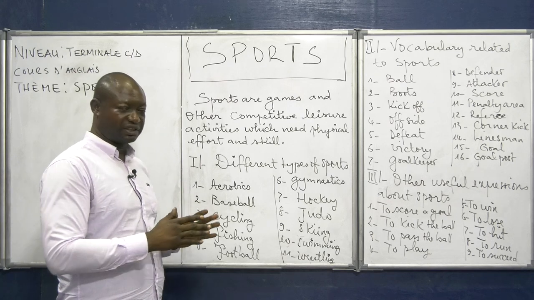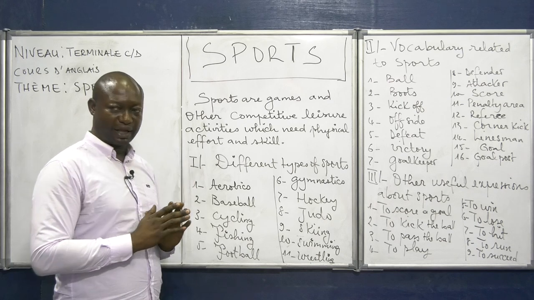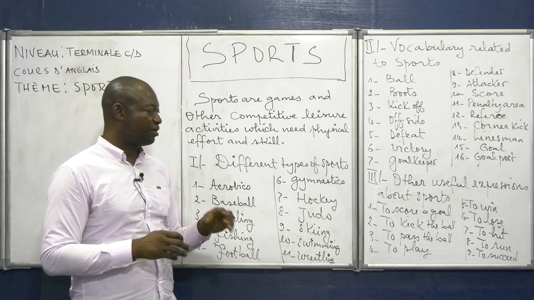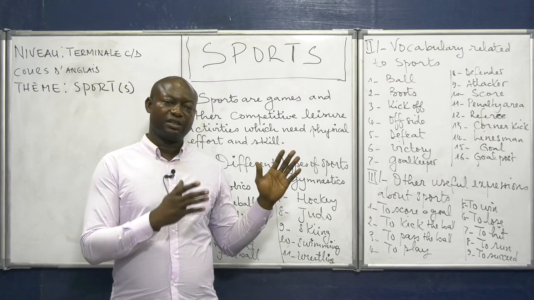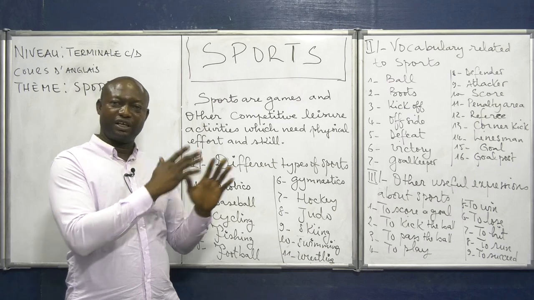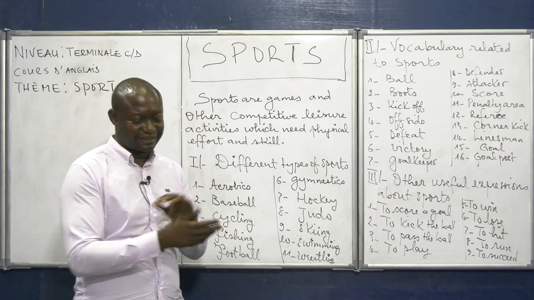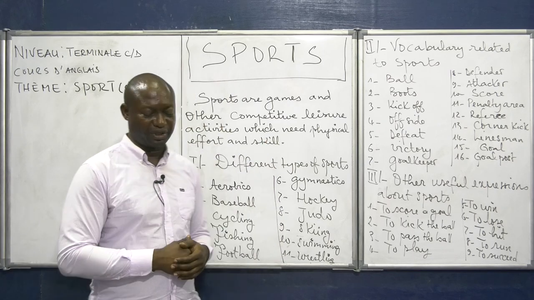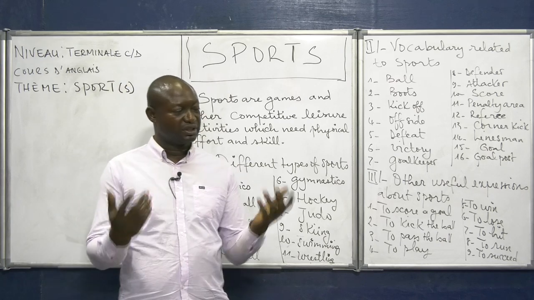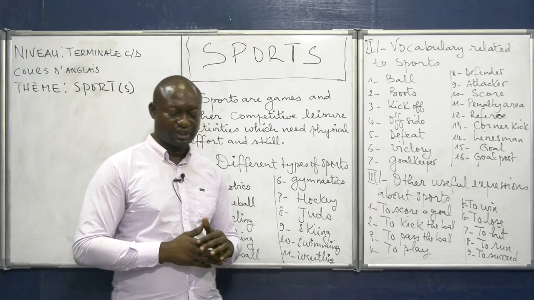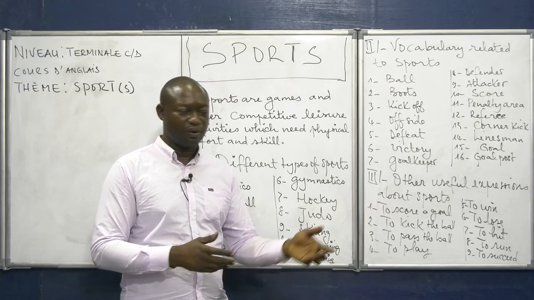So our lesson is divided into four parts. The first part is about different types of sport. Ladies and gentlemen, I'd like you to have a look at different pictures. In the first picture, we have some sports equipment such as a hockey stick, gloves, goggles, ice skates, boots, and bats. For example, when you are playing baseball, we need a bat. We have a helmet too, a racket, skis, a ball.